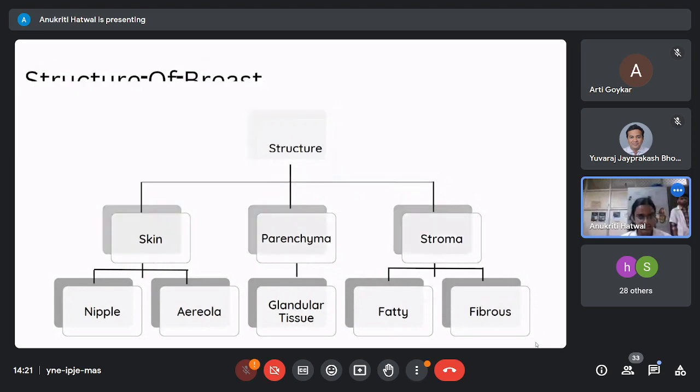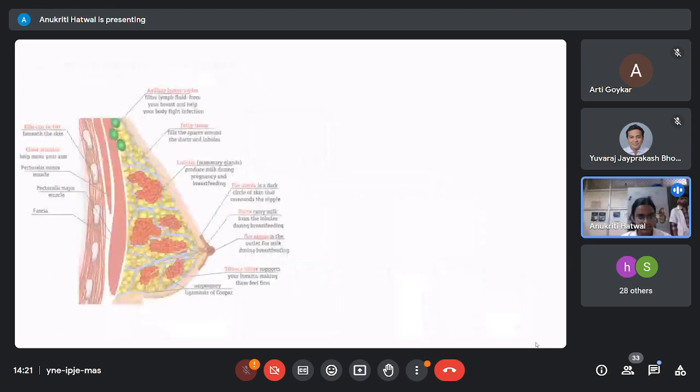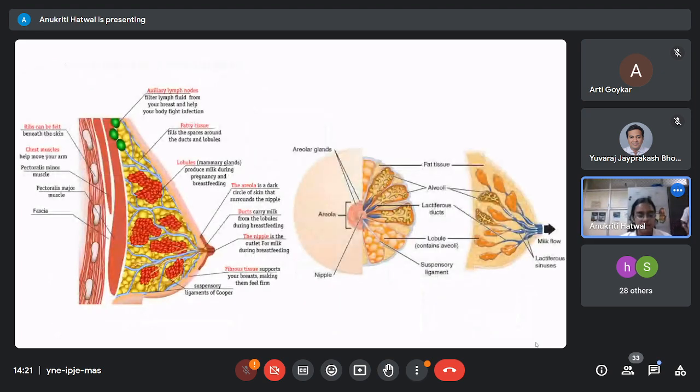The nipple is a conical projection present at the level of the fourth intercostal space, about 10 centimeters from the midline. It is an important landmark which is pierced by 15 to 20 lactiferous ducts. The baby suckles on the nipple to get the milk, which flows through the lactiferous ducts.